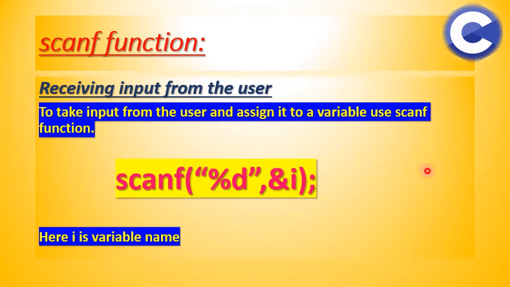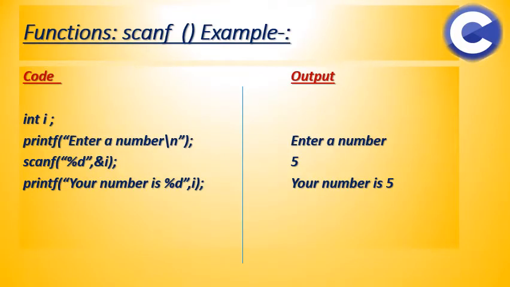Now I'll give you an example so that it will be clearly understood. So this is the example of my scanf function. Here I write int i semicolon. This statement means that I have a variable named i of int data type. That means whatever value I store in this i will be of integer type.